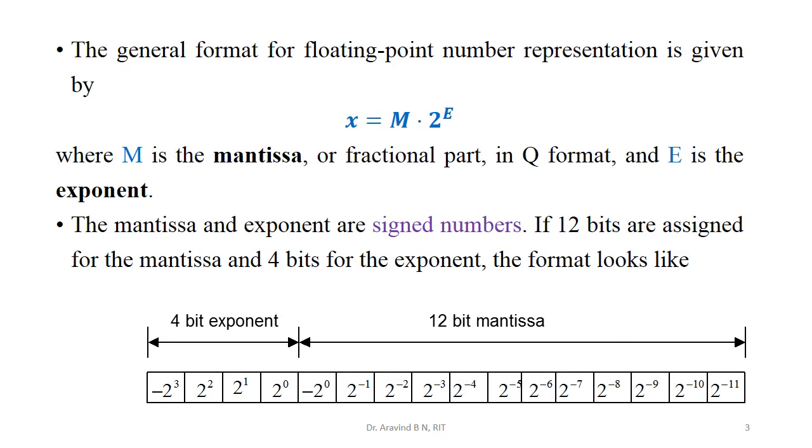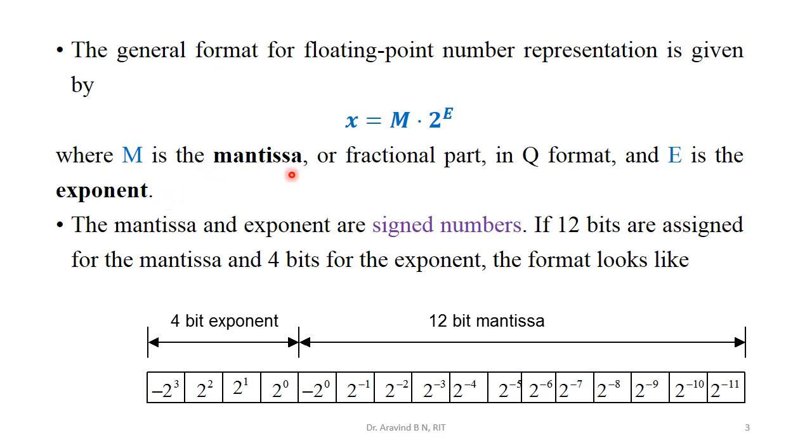In this lecture, we are going to discuss the floating point format representation and arithmetic related operations. So first, let us go through the floating point realization. The floating point number is represented in the format x = m × 2^e, where m represents the mantissa and e represents the exponent.